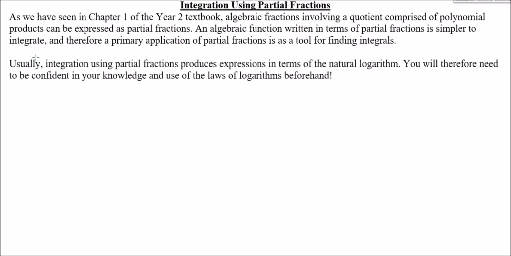Usually, integration using partial fractions produces expressions in terms of the natural logarithm. So essentially, you'll therefore need to be really confident in your knowledge and use of the laws of logarithms beforehand. So know about the addition of logs, subtraction of logs, log to a certain power, exponential and inverses and all that stuff. So be comfortable with the logs, and in particular the natural log ln.